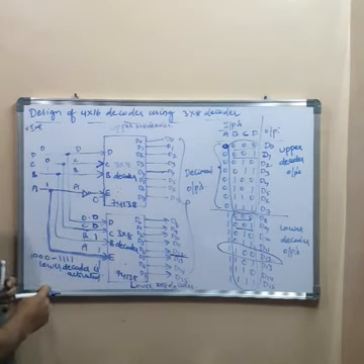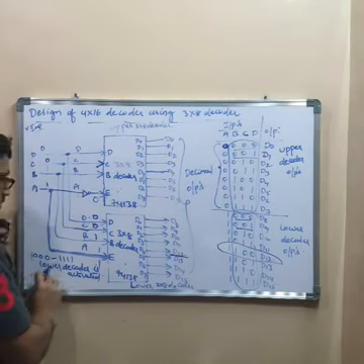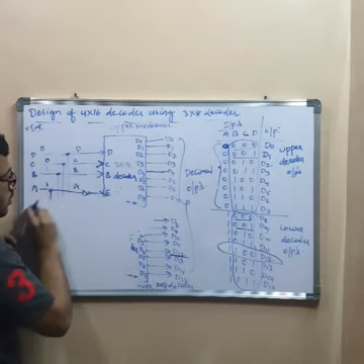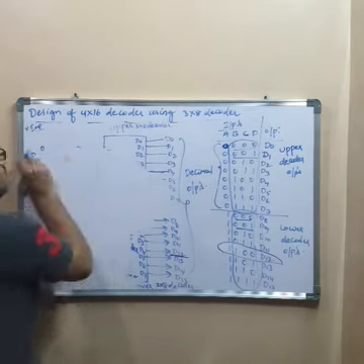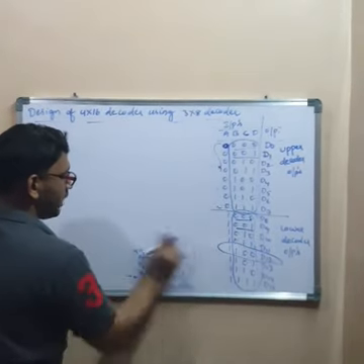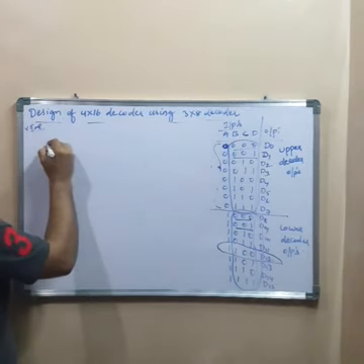For your practice problem, will I erase this? If you write these 2 points along with this diagram and truth table, you will get 2 marks.